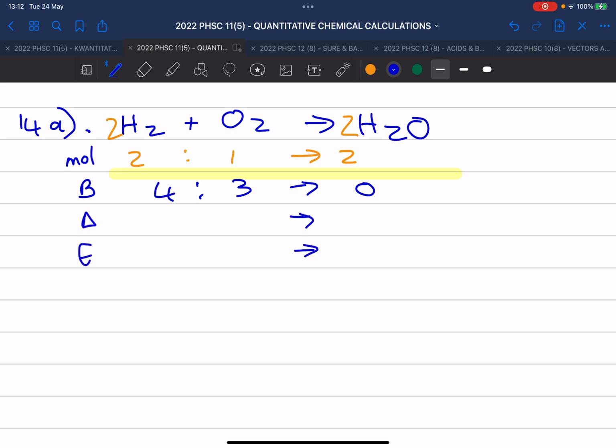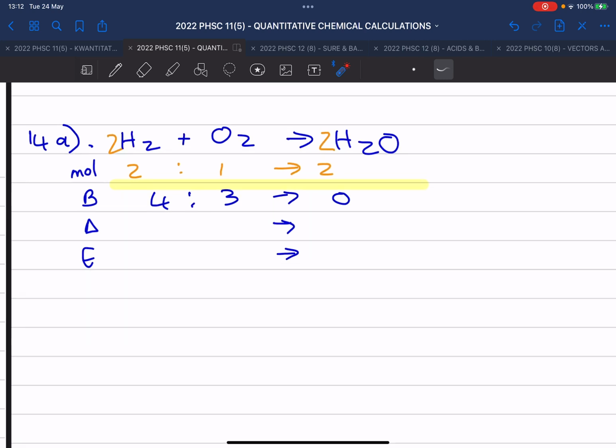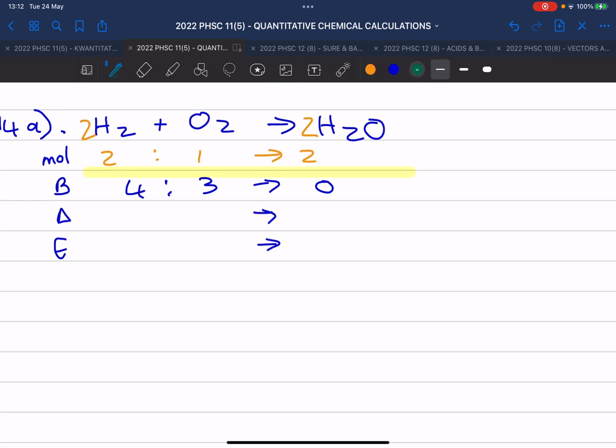You can't just say I'm going to use all of this and all of that. You must determine the limiting reagent. So I'm going to do this on the right-hand side.